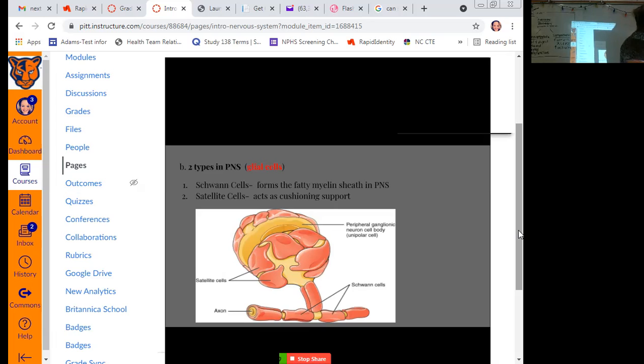Then we have satellite cells. Satellite cells are another form of support cells. So they're really similar to astrocytes, but they're in the PNS, so they're different. Remember, the anatomy is different. There is no brain and spinal cord in the PNS. So these satellite cells are not providing support for the brain and spinal cord. They're providing support for the anatomy of the peripheral nervous system. So that, again, supports why we have different names for things, even though they have similar jobs.